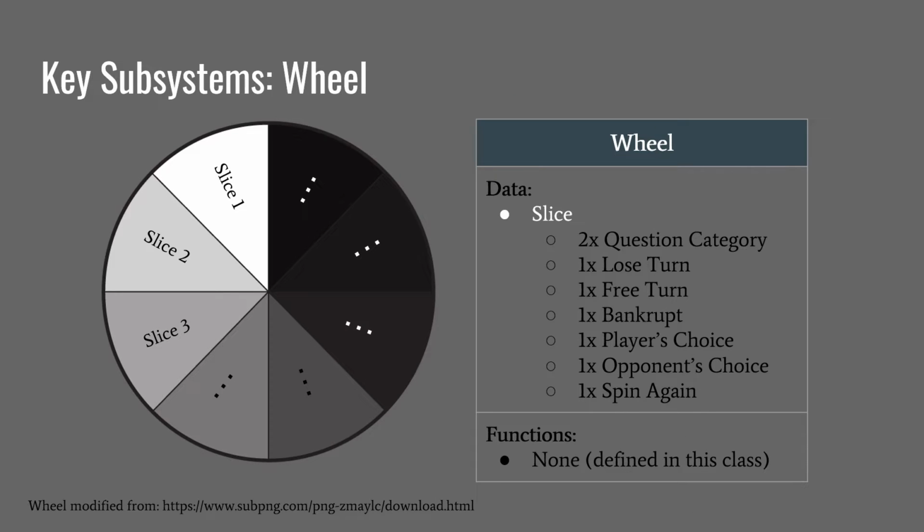Another key subsystem is our wheel. The slice, which is randomly chosen during gameplay, will affect the player's options. There are multiple potential outcomes on the wheel, including respinning, the player losing a turn, and the option for a player or an opponent to choose a question category.